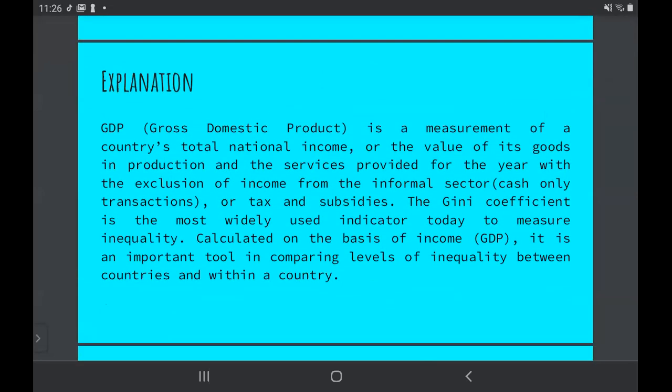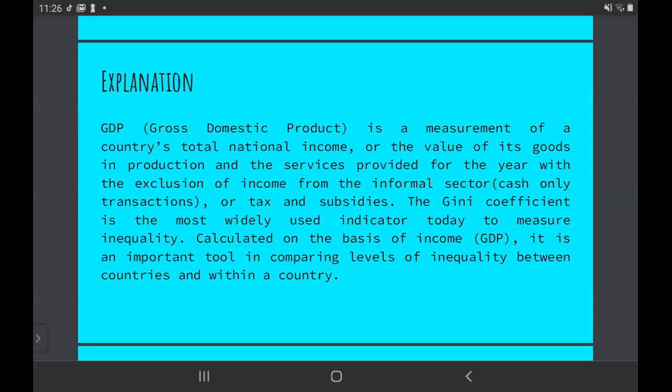So for the explanation, GDP, gross domestic product, is a measurement of a country's total national income or the value of its goods in production and the services provided for the year, with the exclusion of income from the informal sector, the cash-only transactions, or tax and subsidies.